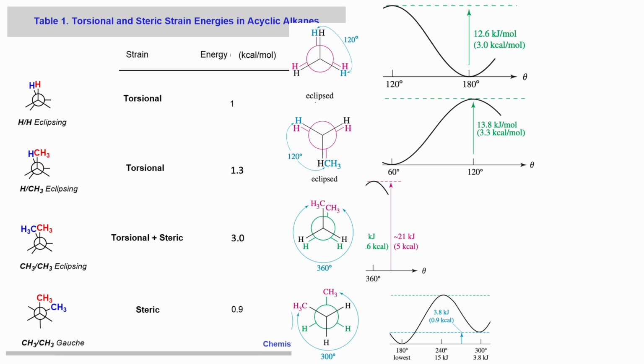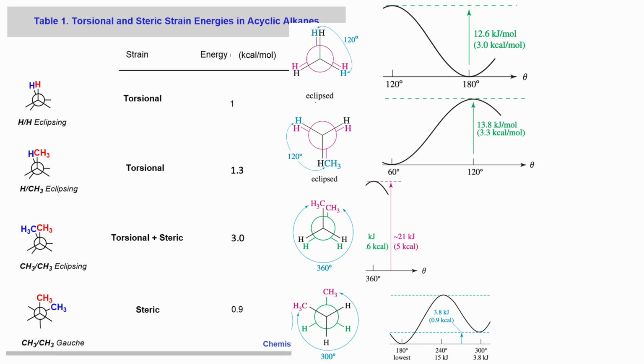So if we have two methyl groups that are 60 degrees apart, we call that a gauche interaction, and that's worth 0.9 kcals per mole. If those groups are ethyl groups, it's also a gauche interaction. They're also large enough to interact with each other, and the energy is going to be even more than 0.9 kcals per mole because an ethyl group is bigger than a methyl group.